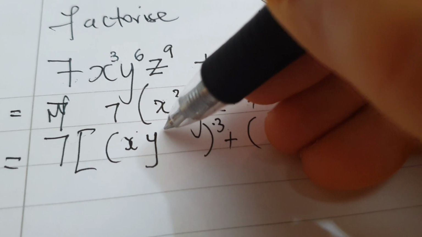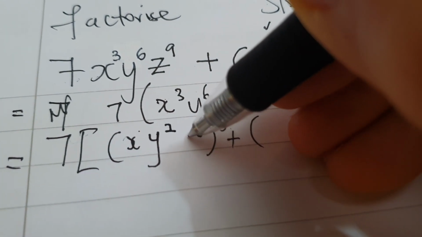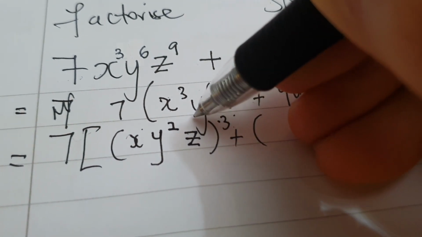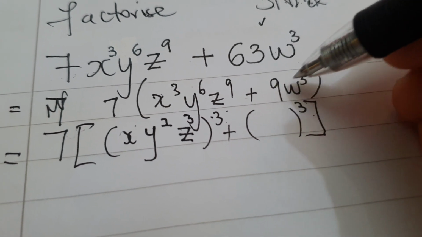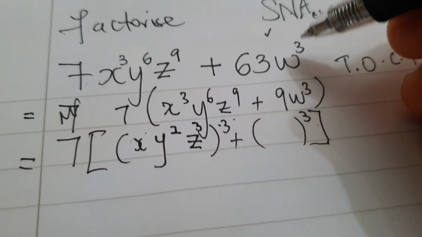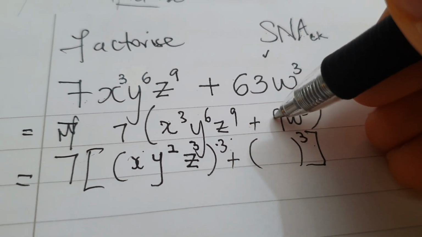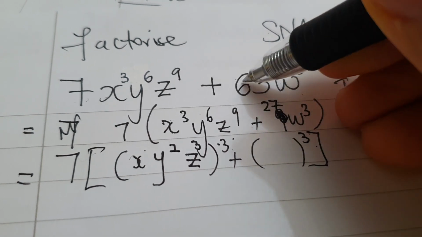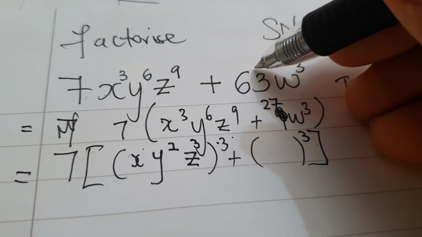3 times what is 6? It has to be 2. 3 times what power here is 9? Has to be 3. And how about here? You cube root this, you find that you... Oh, I think I made a mistake. I actually wanted this to be 27. So this should be 360.